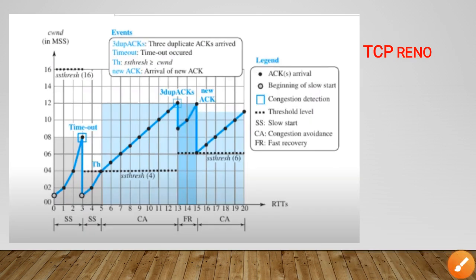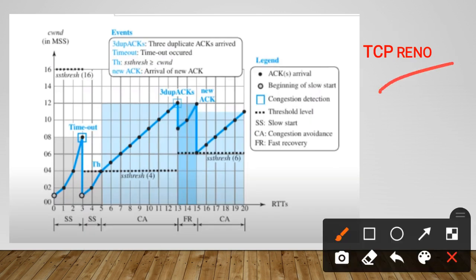Okay, next one is TCP Reno. TCP Reno is the most used congestion avoidance algorithm. See, what is the difference between the previous one and this one? There is only FR, which means fast recovery. So only this is the difference between TCP Tahoe and TCP Reno.